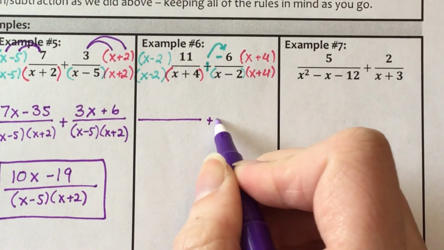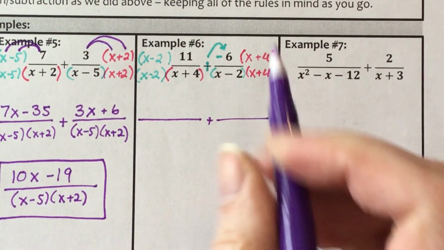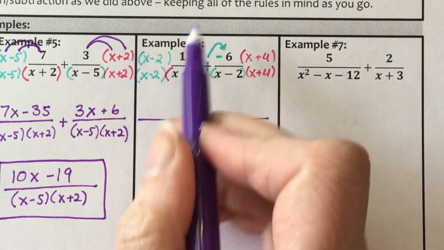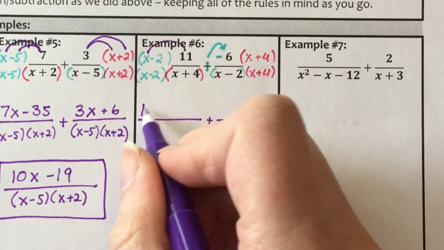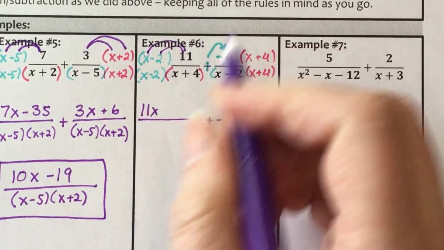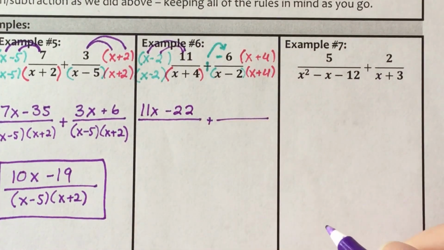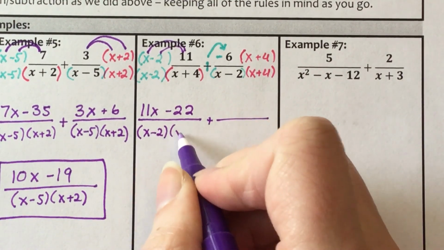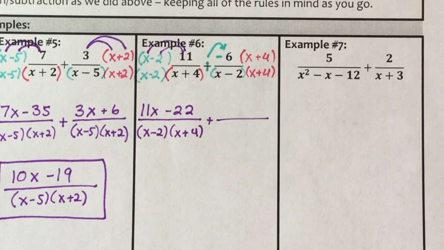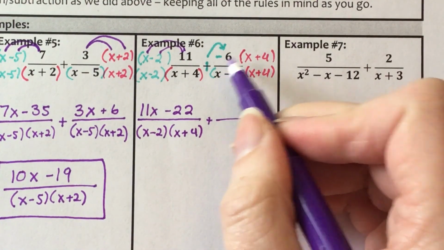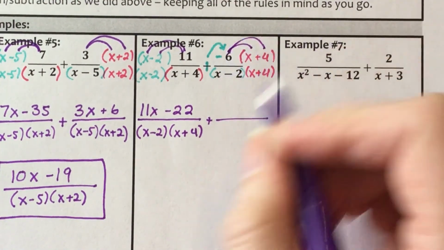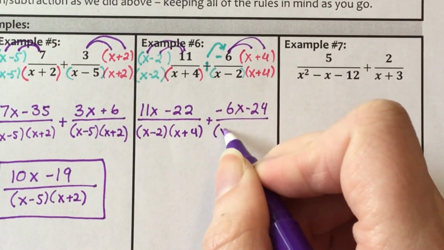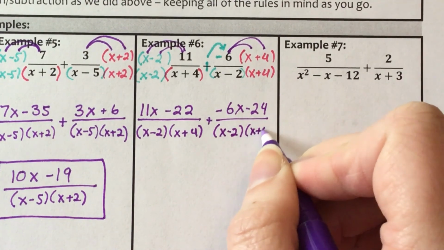Fraction plus a fraction now, right? Change from a minus to a plus when we distribute it up there. Okay, it looks like 11 gets multiplied times x for 11x. 11 times negative 2 is negative 22. Copy the denominator, x minus 2, x plus 4. Second fraction, we have a negative 6 times x and a negative 6 times 4, which is negative 6x minus 24. Copy denominator, x minus 2, x plus 4.